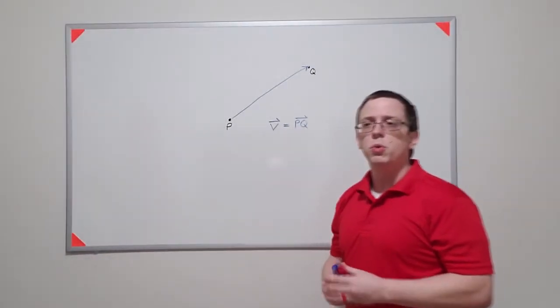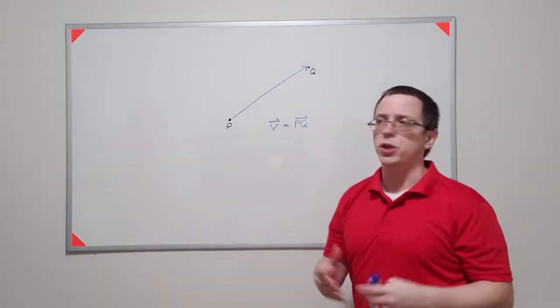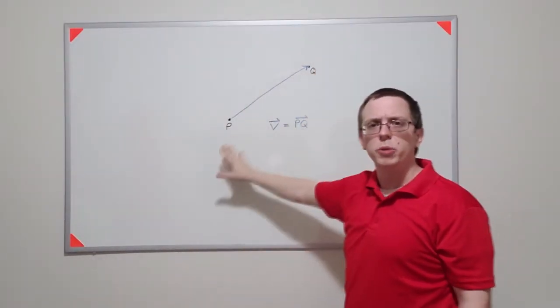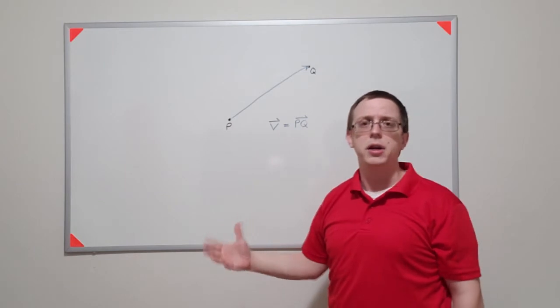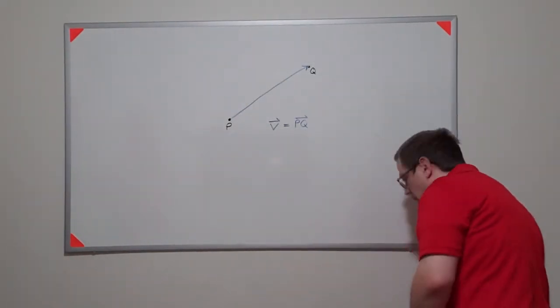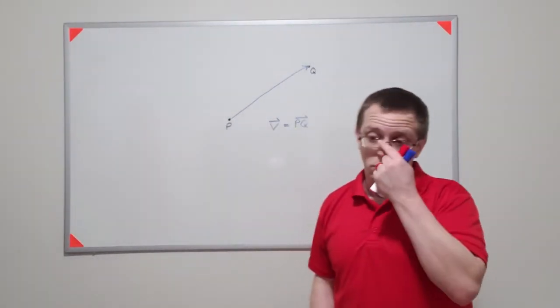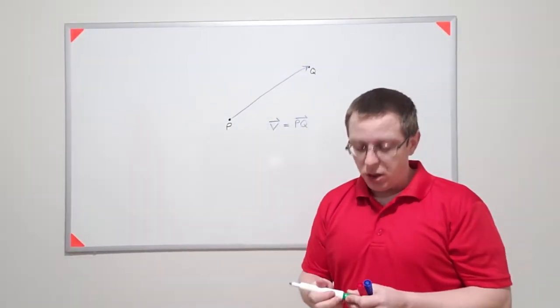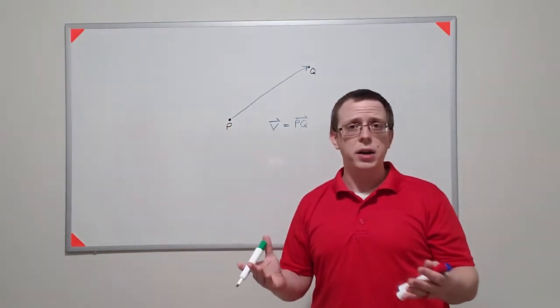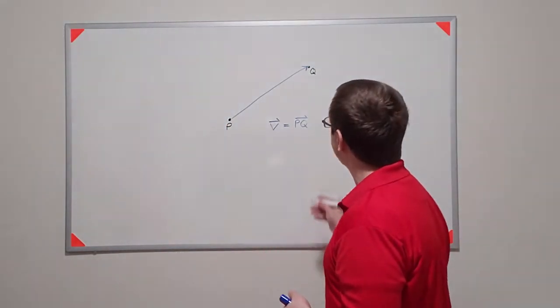But if we want to find more information about this, notice we have a P to Q. It has a direction now, but we haven't talked about the magnitude. So how do we find the magnitude of a vector? Well, if you go back and you think about your geometry days, and we get line segments, and we could find the length of line segments.